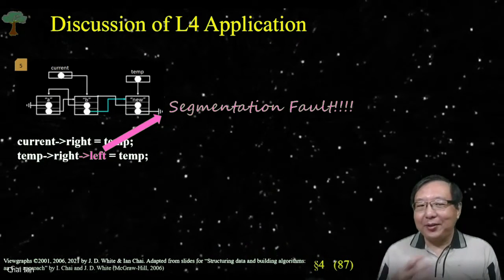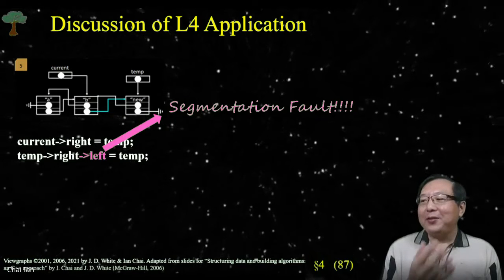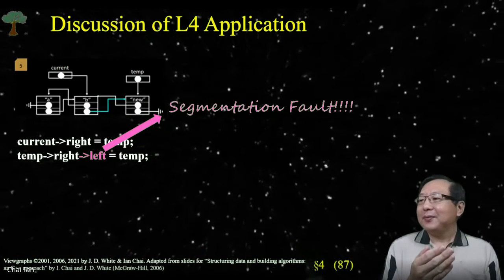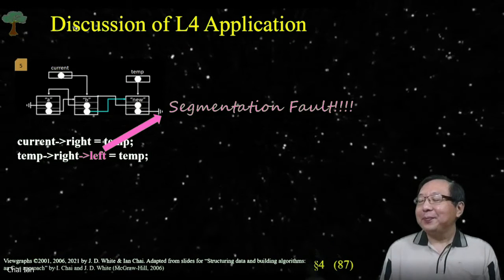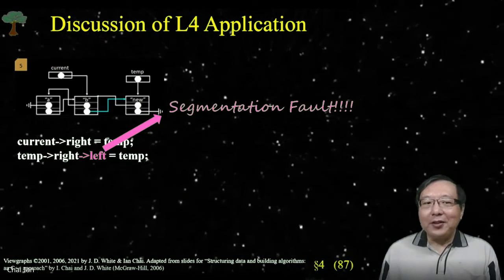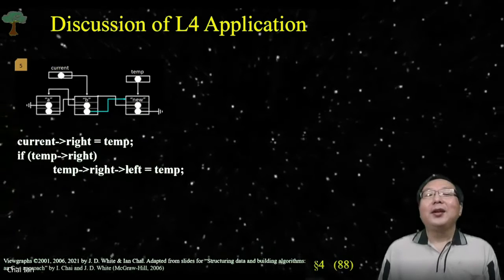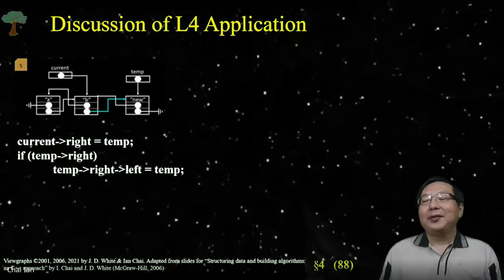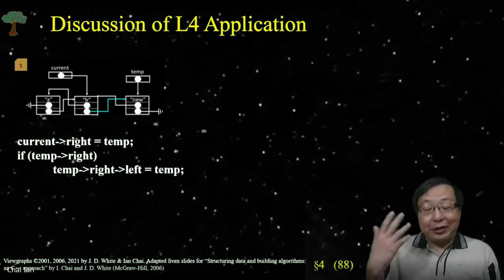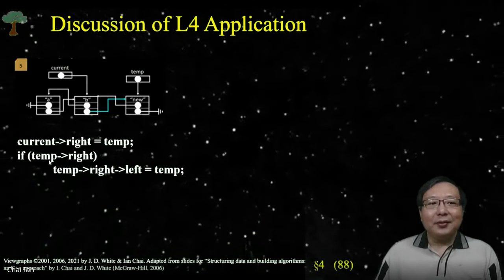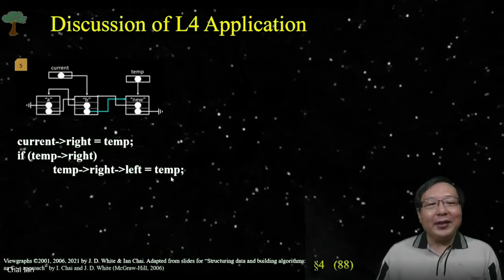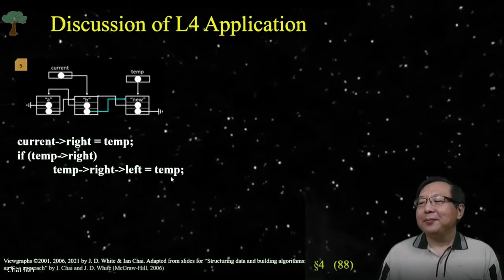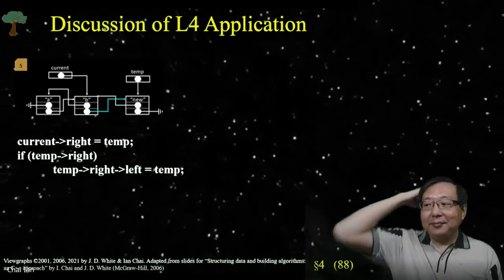So now you understand the problem that is faced here. It's because it's null to the right. Okay, so because of this problem, we need to have an if temp arrow right, which means if temp arrow right is not null, then only we do this line. If it's null, we don't do this line.